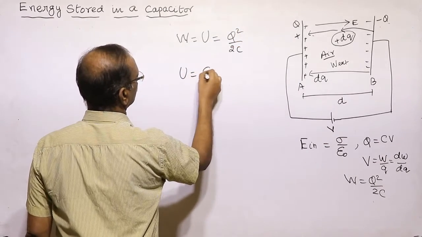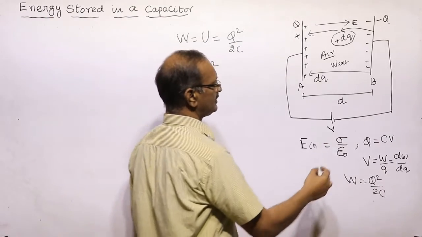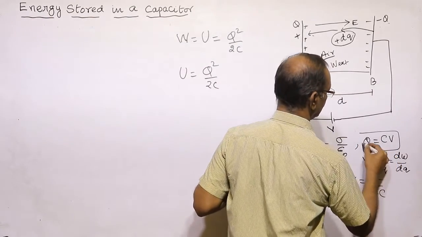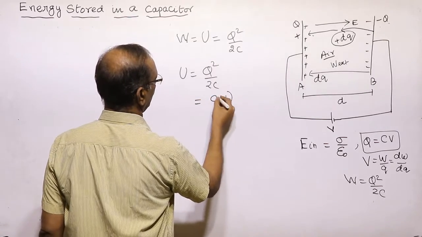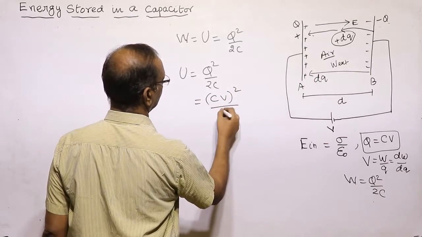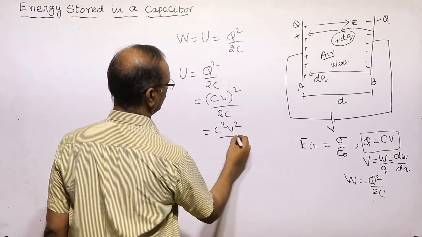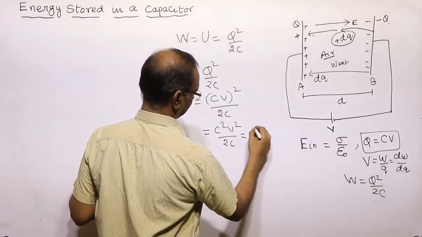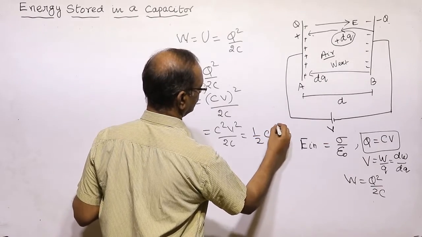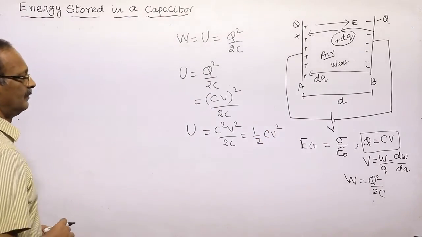U is equal to Q square by 2C, and we know Q is equal to CV. So we can write it as U is equal to CV whole square divided by 2C, which is C square V square by 2C, which is equal to half into C into V square. This is another expression for the energy stored in the capacitor.